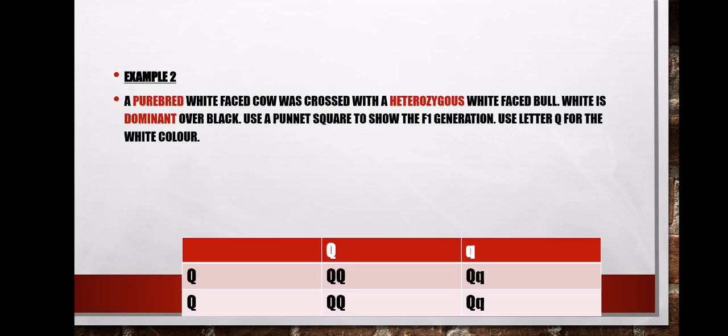Before you do that, you must be able to come up with the genotype of the 2 parents. Here we're only told the phenotype of the parents, not the genotype. But when you do a cross, you must use the genotype. So our task now is to come up with the genotype of the bull and the genotype of the cow.